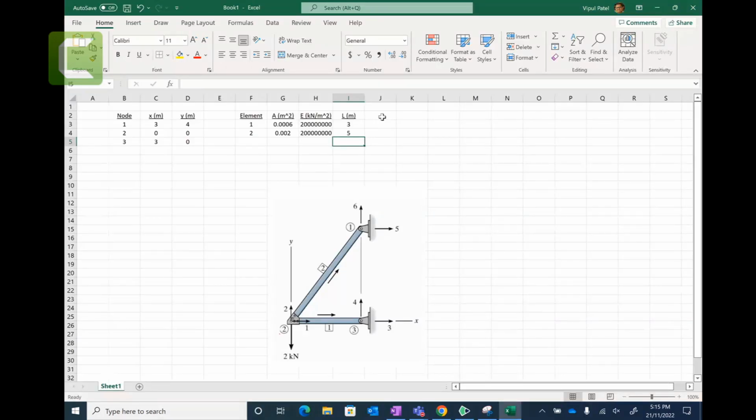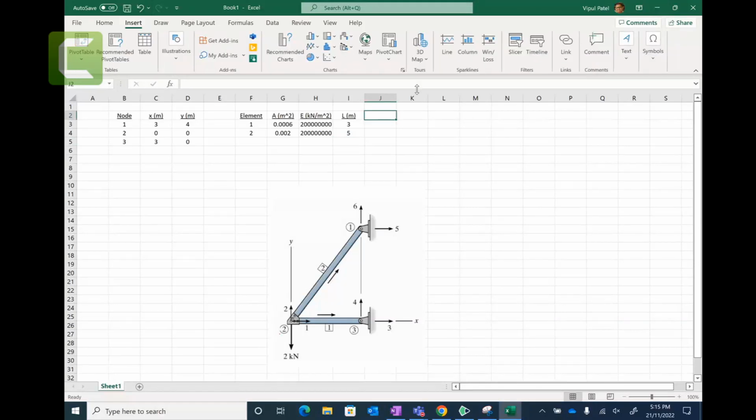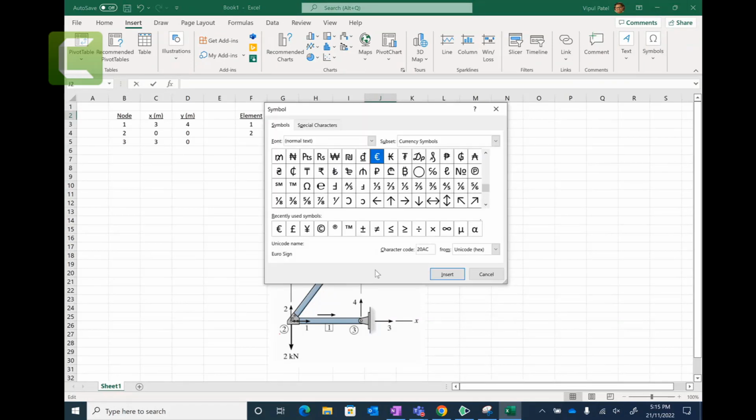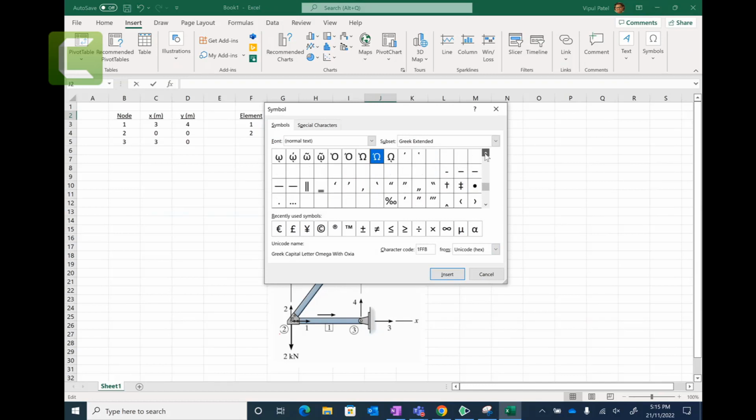Length is given. Now we can calculate lambda x. If you want to get the lambda x, you can go to insert symbol. If I can find that symbol, lambda, you can get it somewhere, maybe.